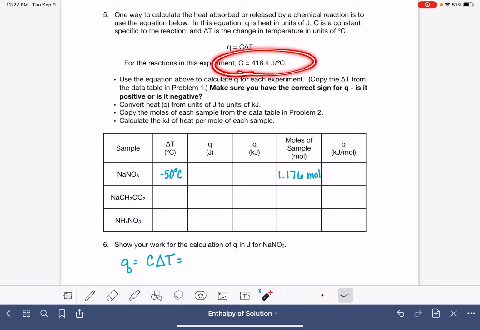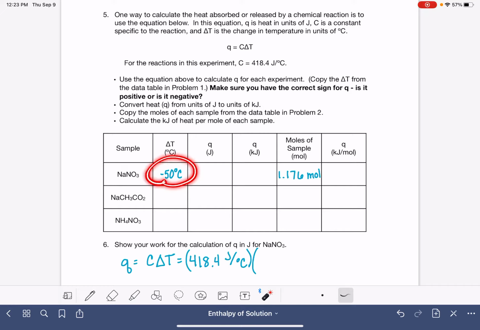C is the constant 418.4 joules per degrees Celsius, and then we want to multiply that by our delta T, negative 50 degrees Celsius. The degrees Celsius is going to cancel, and we're going to be left with units of joules. 418.4 times negative 50. Remember, these numbers are nothing like what you're going to get. Definitely want to pay attention to the sign of Q. Don't lose any negative signs. So I'm getting negative 20,920 joules.